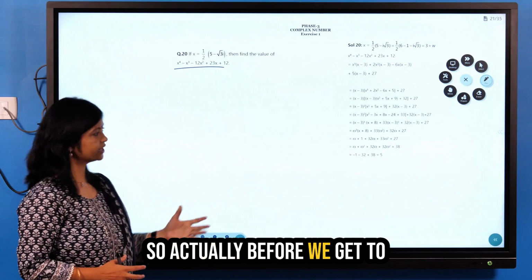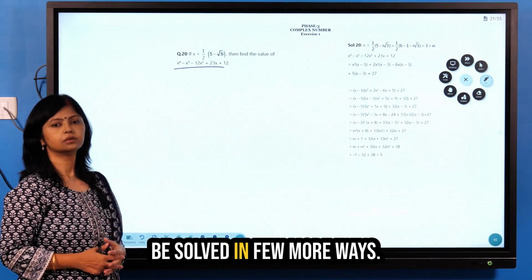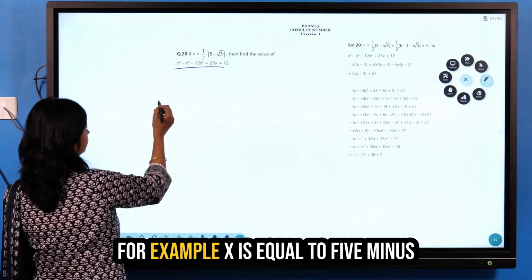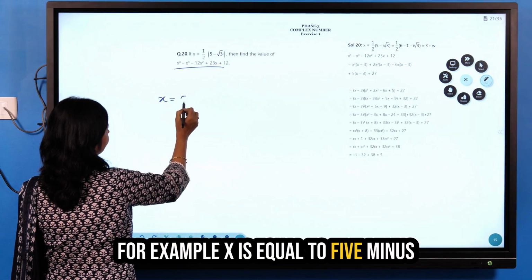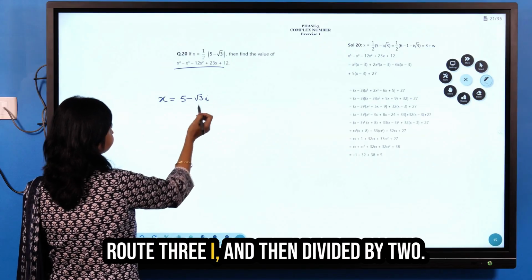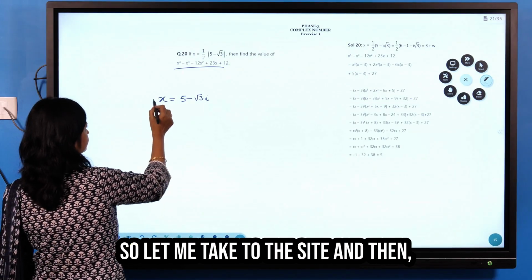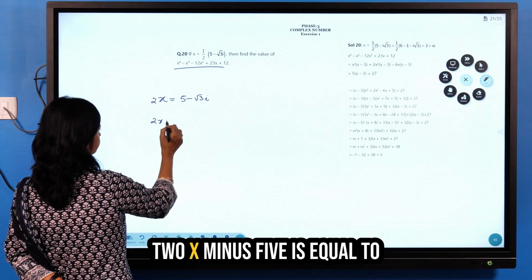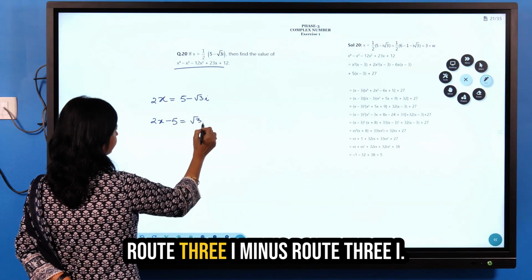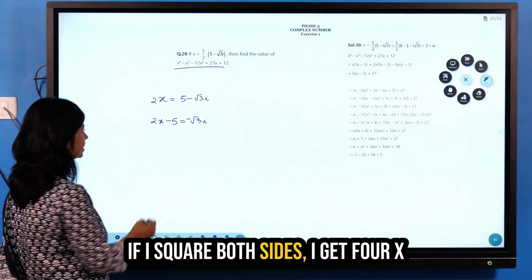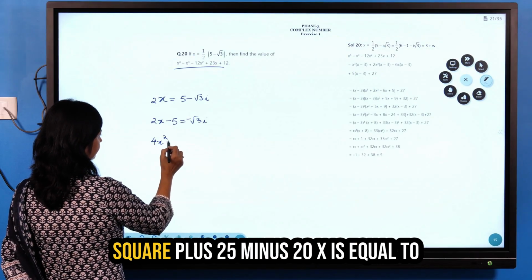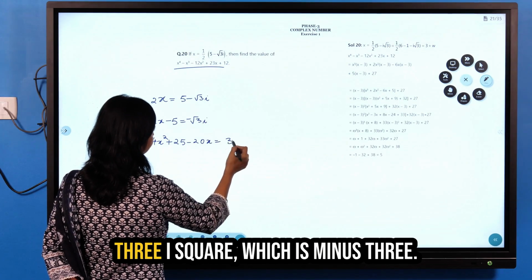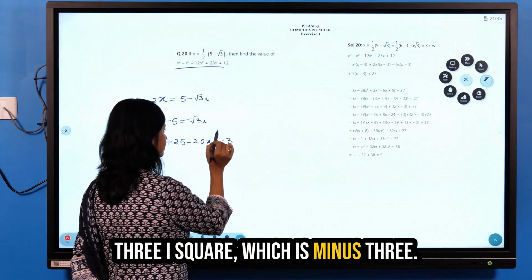So actually, before we get to the solution, this question can be solved in a few more ways, some of the ways that we already know about. For example, x is equal to (5 minus root 3i) divided by 2. So let me take 2 this side and then 2x minus 5 is equal to minus root 3i. If I square both sides, I get 4x square plus 25 minus 20x is equal to 3i square, which is minus 3.